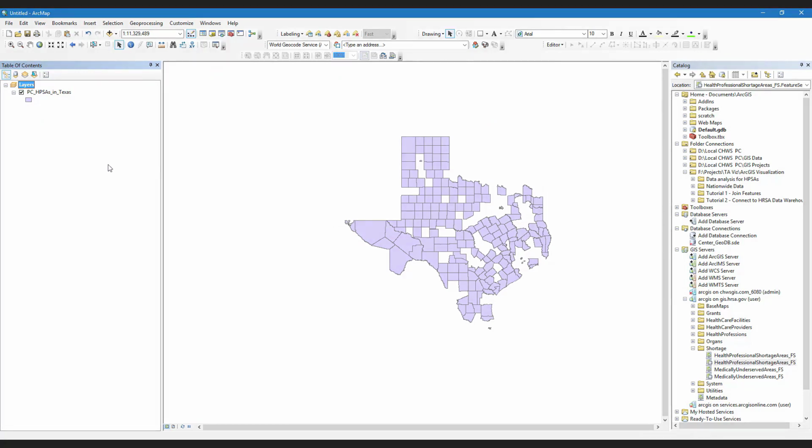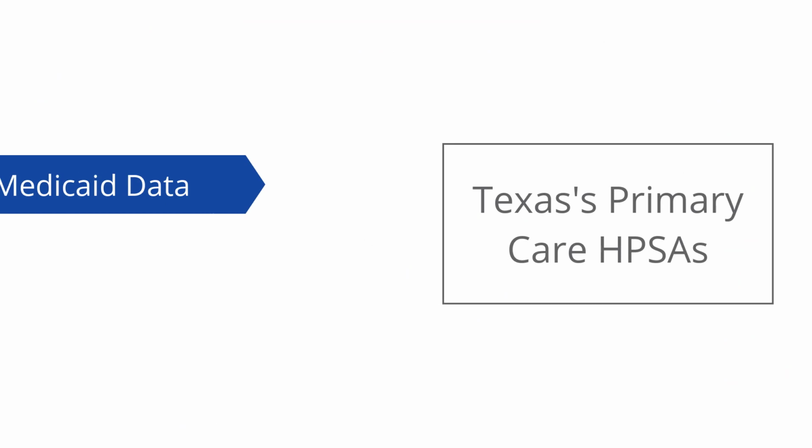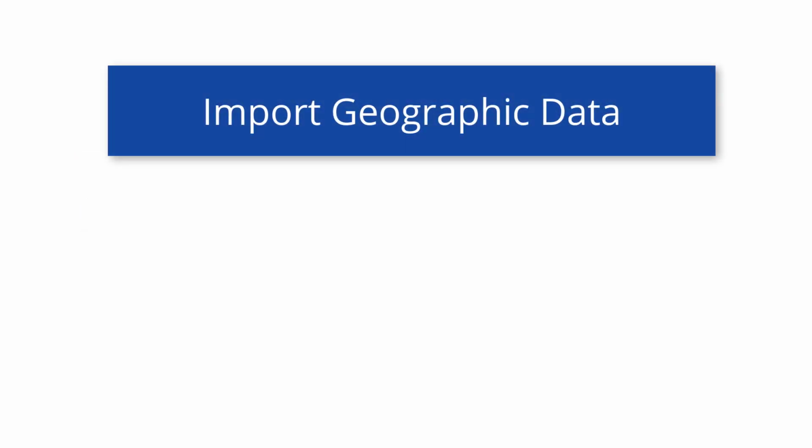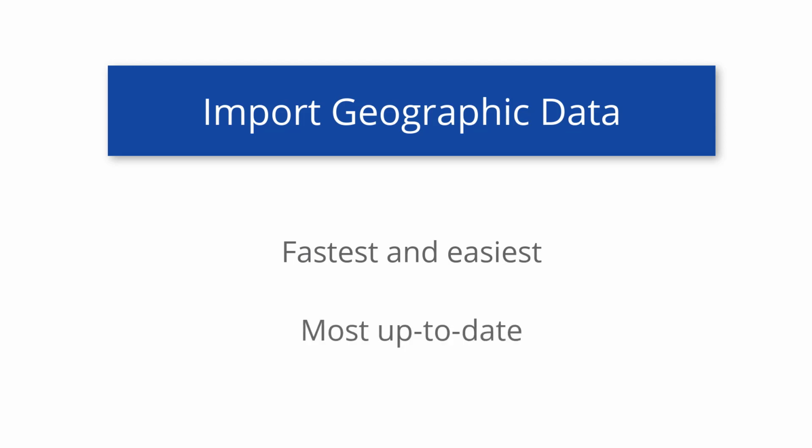After separating Texas's primary care HPSAs, you can also join other data such as Medicaid data or demographic data to primary care HPSAs in Texas and conduct further research on shortage areas. It's important to understand that there are several ways to import geographic data such as primary care HPSA boundaries in ArcGIS, but this is one of the fastest and the easiest. In addition, connecting ArcCatalog to HRSA's data warehouse assures that the data you obtain is the most up-to-date.